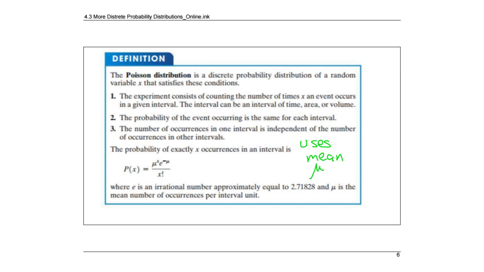So this time, instead of having a p, we're going to have the mean. So we're going to have mu. But we're still going to use StatCrunch, the same idea, but we're going to use calculator Poisson this time. So we're not going to worry about the formula because we are going to use StatCrunch.